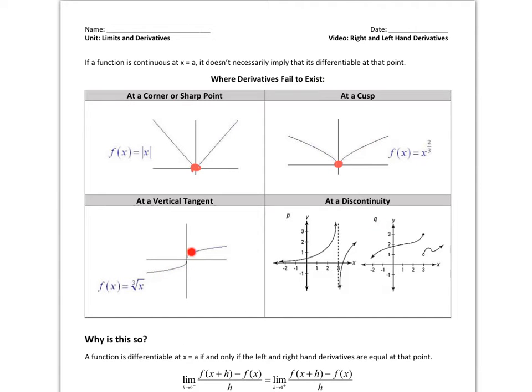Same concept here. This is definitely continuous, but right here, there's what we call a vertical tangent line. This line is vertically tangent. So that is a point where it is not differentiable.